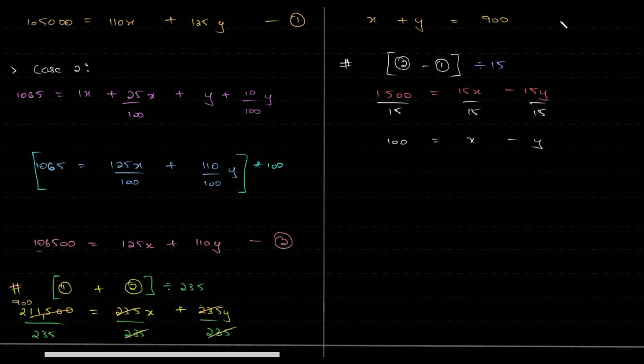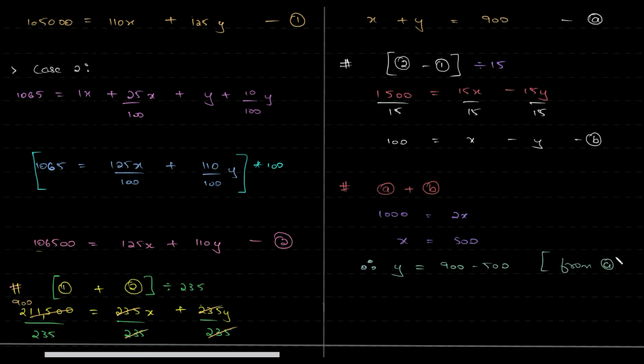You can call this A and B. We'll add A and B and we'll get the x value and then the y value. A plus B, so that would be 1000 is equal to 2x. Therefore x is equal to 500, and therefore y is equal to 900 minus 500. This is from equation A. That would be equal to 400.